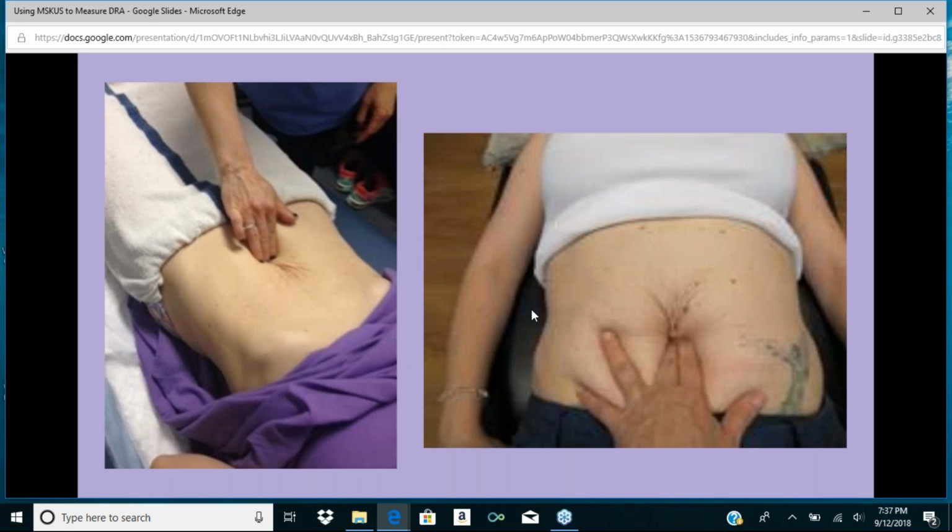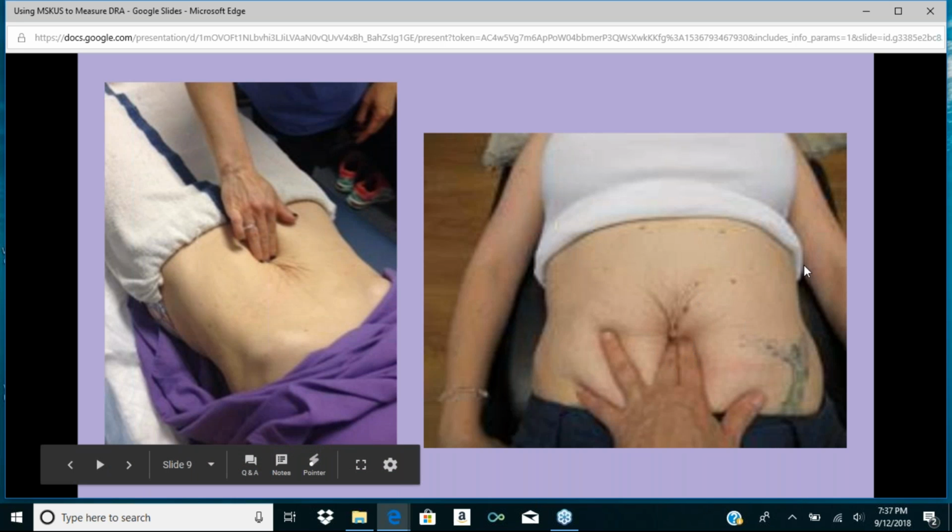This is a picture of what I'm trying to explain. Here are the fingers within that sulcus, palpating in between that. You're going to be palpating right between that rectus abdominis. You can see it a little bit better in this picture.